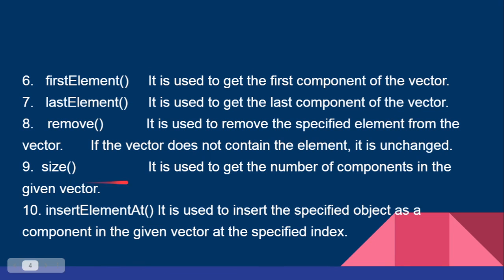And then insert element at is used to insert the specified object as a component in the given vector at the specified index. We have seen in the previous slides that add and add element will add the element at the end of the list. But this particular method will help to insert the element at the specified location. For example, I have created a vector with 10 elements. Now I want to add an element in the 5th position. I can insert the new element in the 5th position using this method, insert element at.